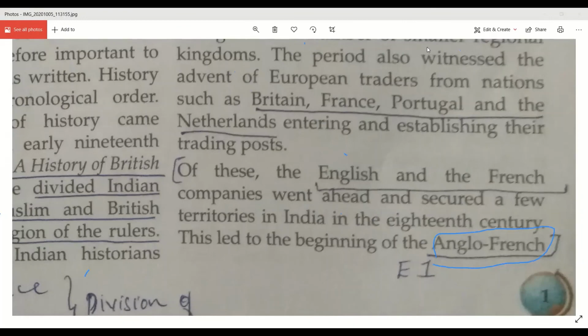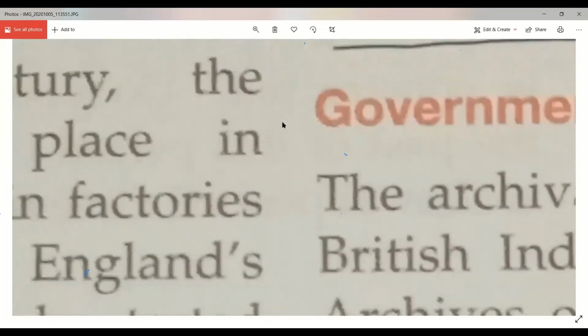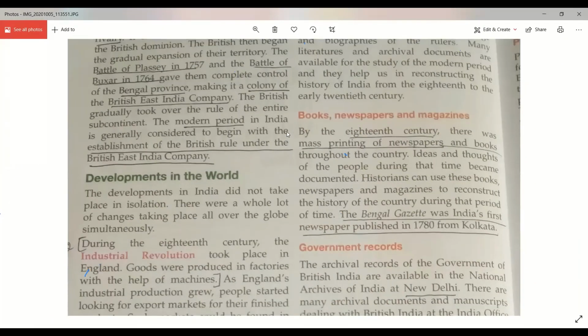And the two battles that we learned, I hope you remember the names of the two battles. The first one is the Battle of Plassey, and the next one is the Battle of Buxar. When did the Battle of Plassey happen? In 1757. And when did the Battle of Buxar happen? In 1764. And what was the result of the Battle of Plassey and Buxar? The British took the Bengal province and made it a colony, and the British East India Company was established.